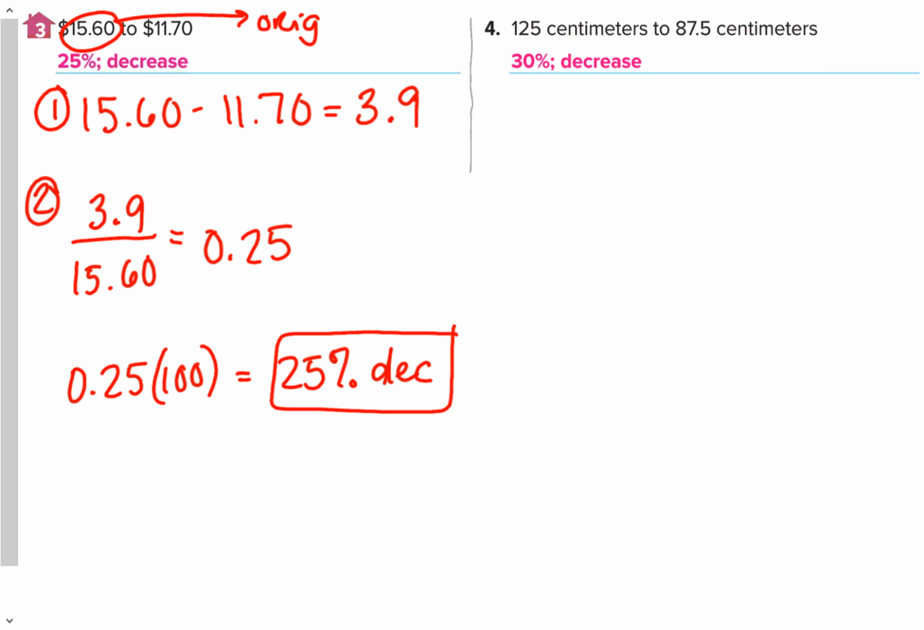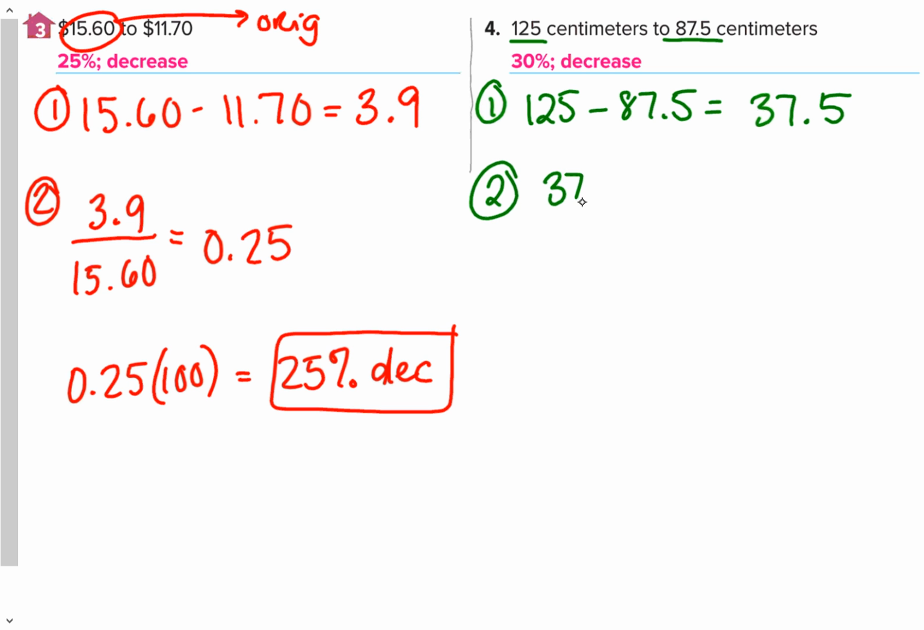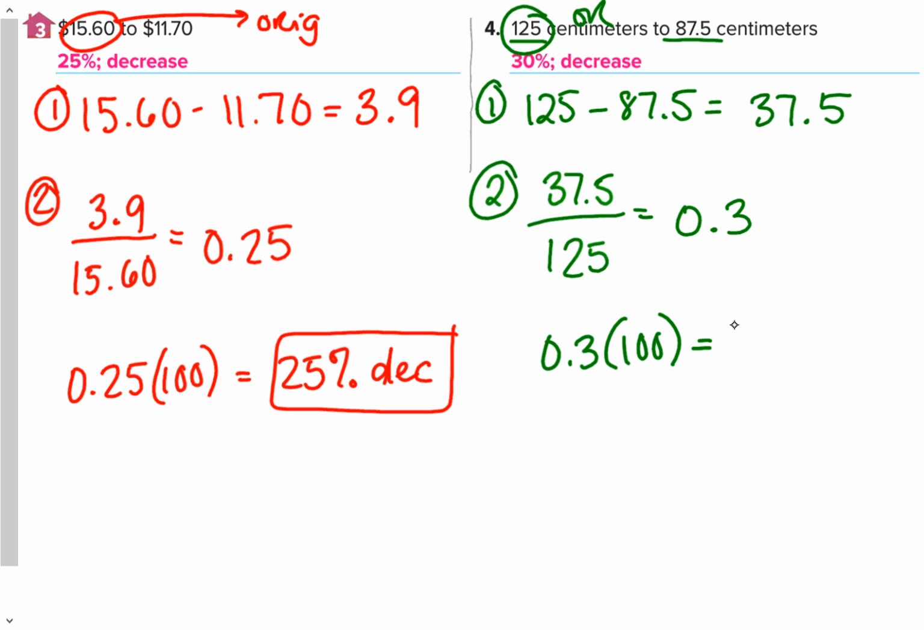Number 4, we went from 125 to 87.5. So we're going to subtract the two. And when we get that, we get 37.5. The second thing we have to do is set up your change over your original. So that is over 125. That equals 0.3. So we're going to go ahead and take our 0.3, multiply it times 100. So that's going to be 30%. And if you look, we went from 125 to 87.5, so that's considered a decrease.